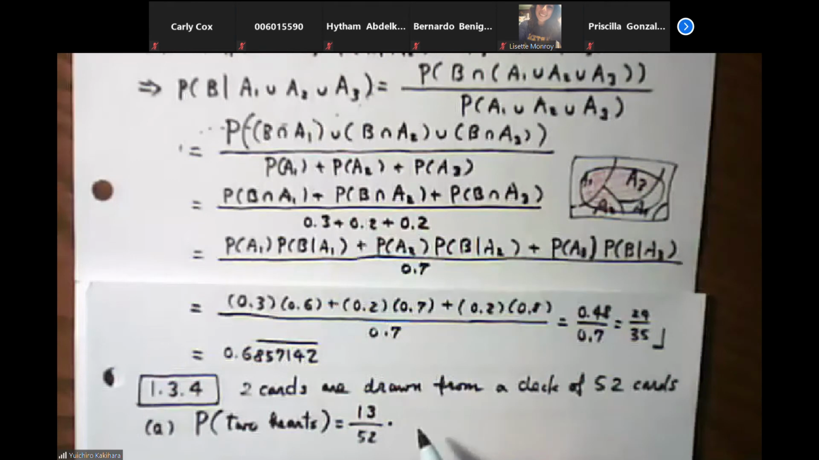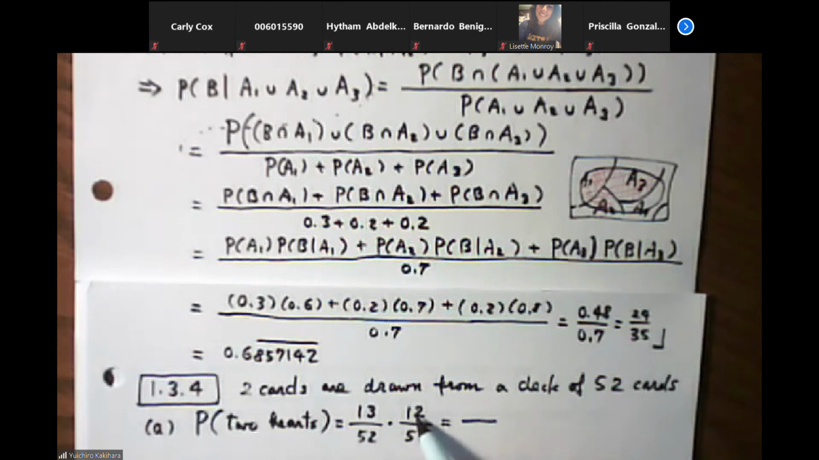So how many cards are left? One card is drawn from 52, so there are 51 cards left. Out of 51, how many hearts are there? There are 12, because one heart was drawn. So this part is a conditional probability. One heart is drawn at the first try, so 12 hearts are left out of 51. We multiply these two, and then simplify a little bit. 13 over 52 is 1/4.